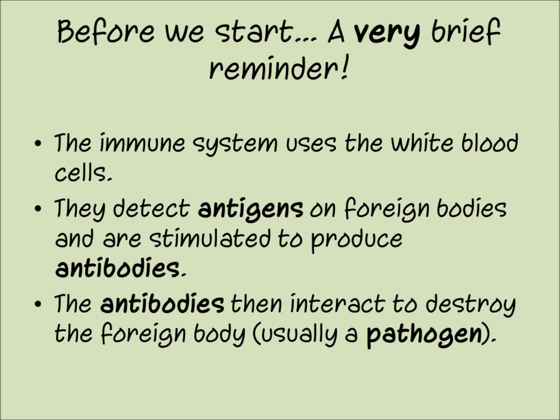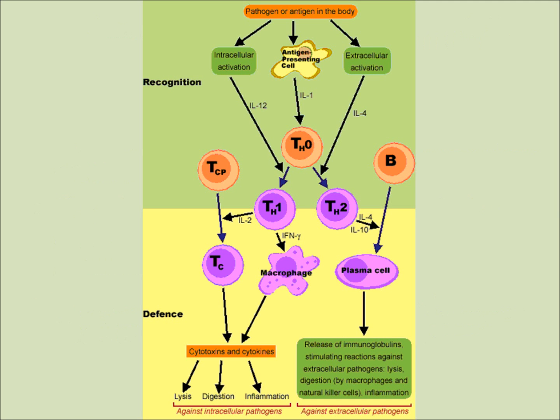Before we start, a very, very brief reminder about the immune system. In addition to your external defenses, the immune system has internal defenses in the form of white blood cells, both lymphocytes and phagocytes. They detect antigens on foreign bodies and are stimulated to produce antibodies. The antibodies then interact to destroy the foreign body, usually a pathogen. This diagram shows the process.